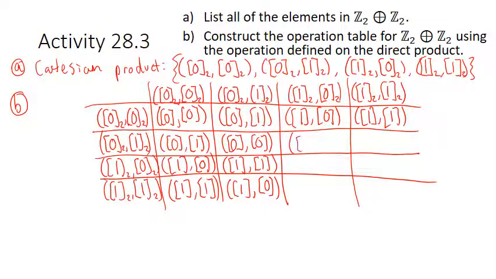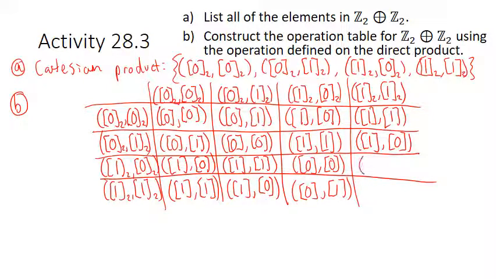Okay, 0 plus 1 is 1, and 1 plus 0 is also 1. Okay, and then let's see, 1 plus 1 is 0, and 0 plus 0 is 0. 1 plus 1 is 0, 0 plus 1 is 1. Okay, 0 plus 1 is 1, and 1 plus 1 is 0. 1 plus 1 is 0, and 1 plus 0 is 1. And then finally 1 plus 1 is 0, and 1 plus 1 is 0.